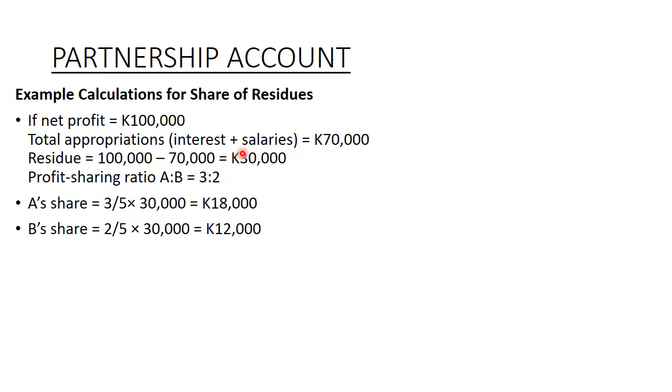Okay, so from here we're going to take a look at an example. We go through each stage: the trade profit and loss, the appropriation account, the balance sheet, and of course the current accounts for each of the partners. So let's continue.